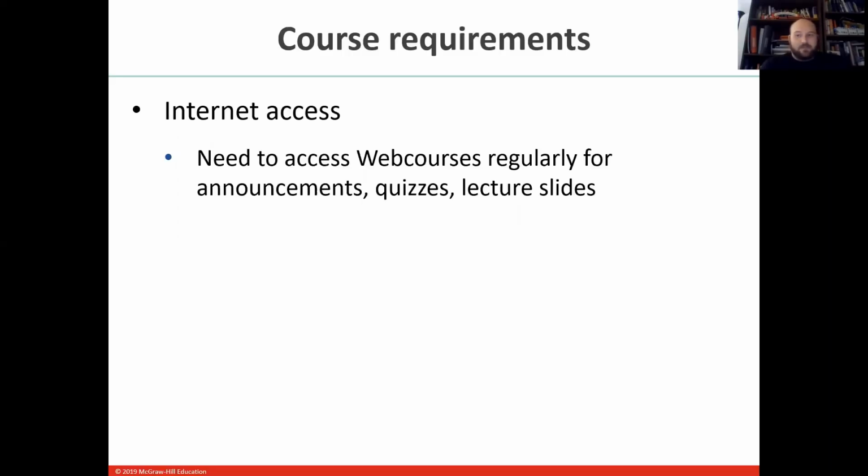Go ahead and set up your web courses to where you'll get notifications every time I drop new files or put any announcements in there, because that'll be really helpful for you.